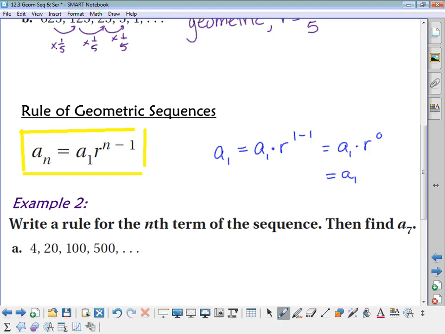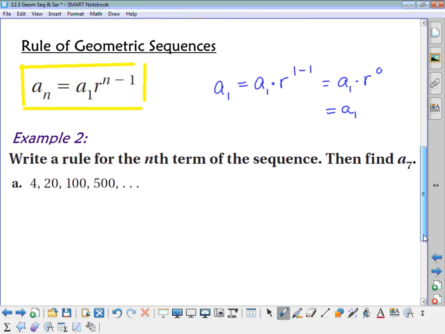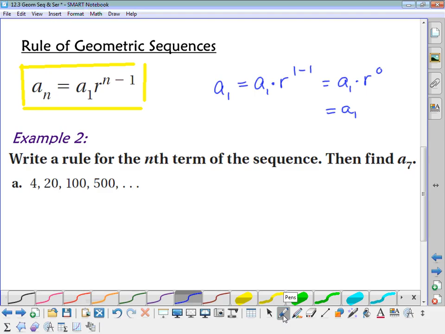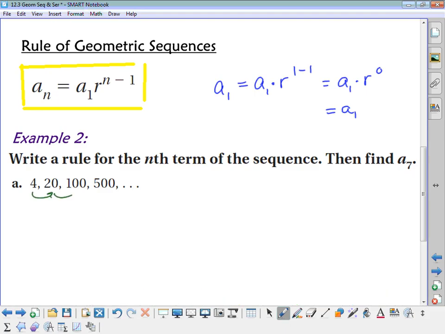So I'm going to write a rule for the nth term of the sequence, and then I'm going to find a sub 7. So my first sequence is 4, 20, 100, 500. What's happening here? It's being multiplied by 5, right? So that means my ratio is 5. And a sub 1 is right here, right? A sub 1 is just 4. And so I just plug it into the rule up there. A sub n equals 4 times 5 to the n minus 1 power.